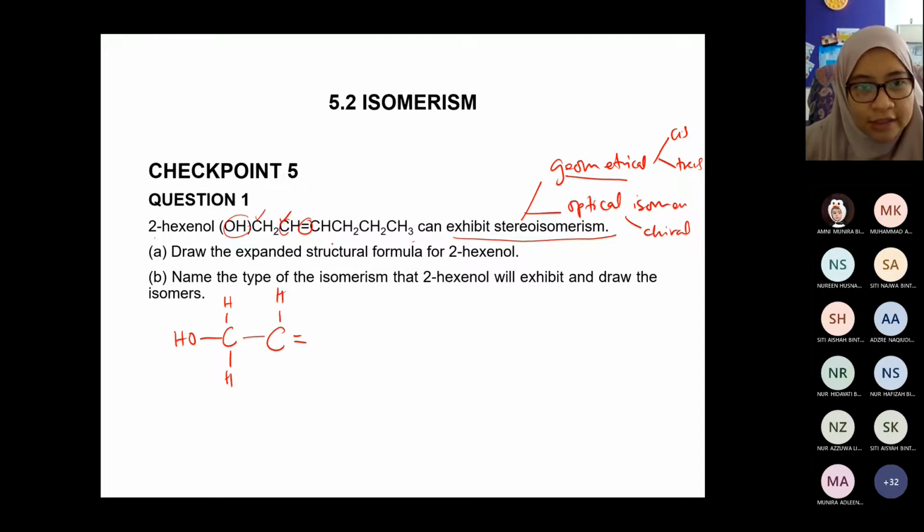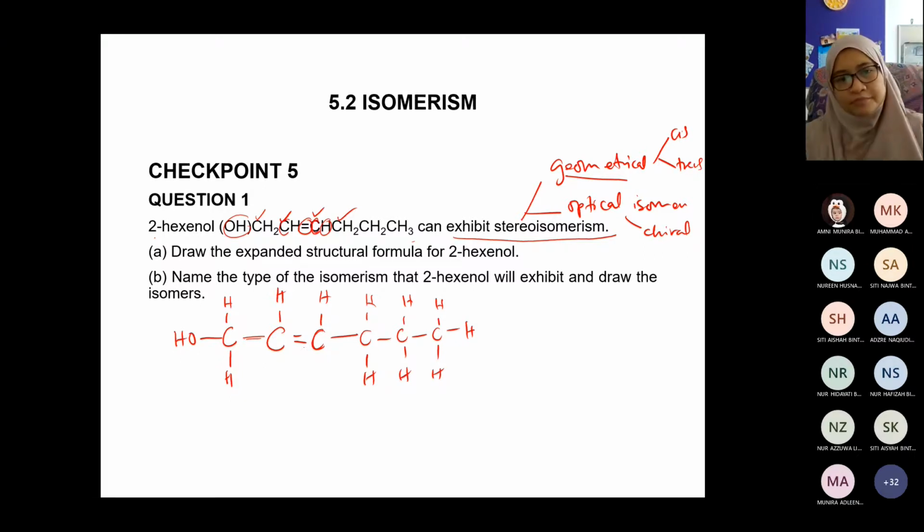Okay, next we have this carbon, the third carbon. This third carbon has 1 hydrogen. See? And then settle for this one. So we have CH2. Okay, settle. Next we have another CH2. And then lastly CH3. Okay, alright, check at the double bond whether the bonds are enough, 1, 2, 3, 4. This carbon also 1, 2, 3, 4. Okay, alright, settle. So this is the expanded version of 2-hexenol. Settle for A and then B.